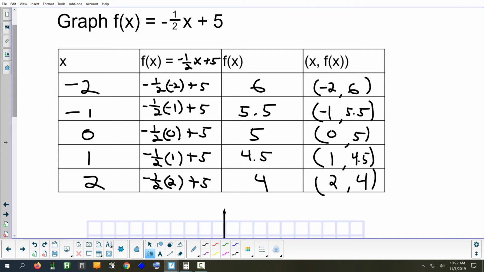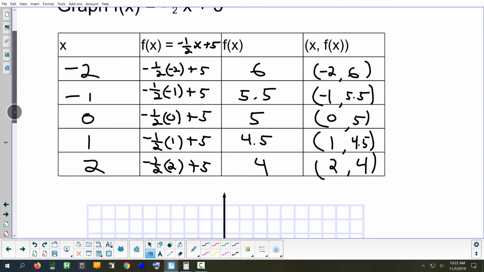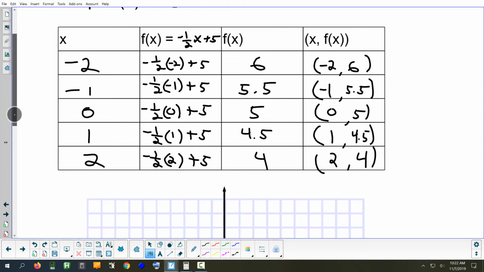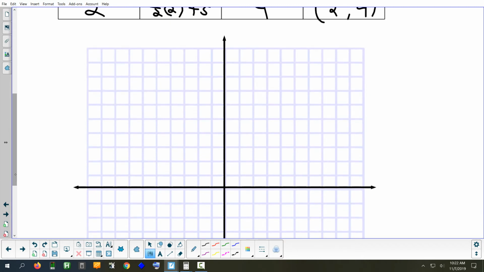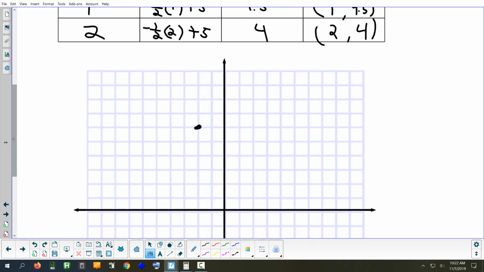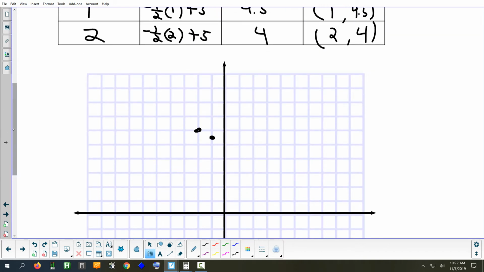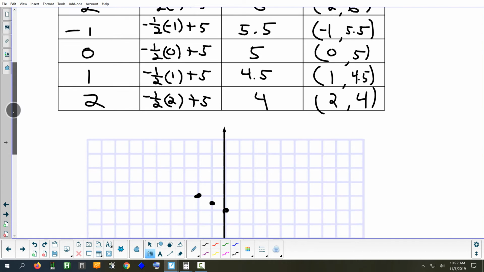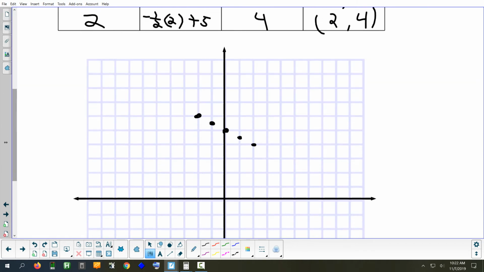Okay, I can kind of tell from the table they already do, because I see a pattern in the x's and the f of x's, or the y's. Do you think we have enough room to go by ones? Yes. We don't have any numbers that are like 50, 60. So negative 2, 6. 1, 2, 3, 4, 5, 6. Negative 1, 5 and a half. 0, 5. 1, 4 and a half. It's looking pretty good. And then 2, 4.